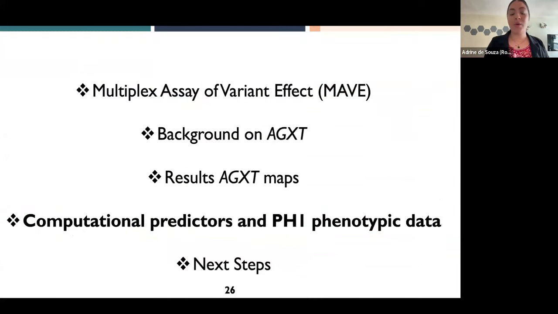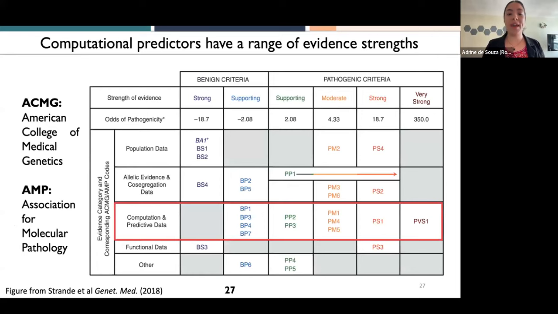So then I wanted to talk a little bit about the validations we are doing with these maps and what type of analysis and computational predictors actually have any correlation to our scores. So as a background, computational predictors have a wide range of evidence strengths. So it changes related to the methods, but they could also be used to annotate or to reclassify variants.